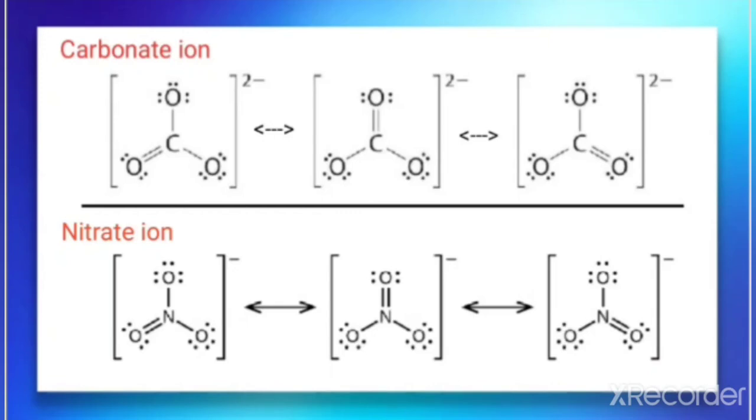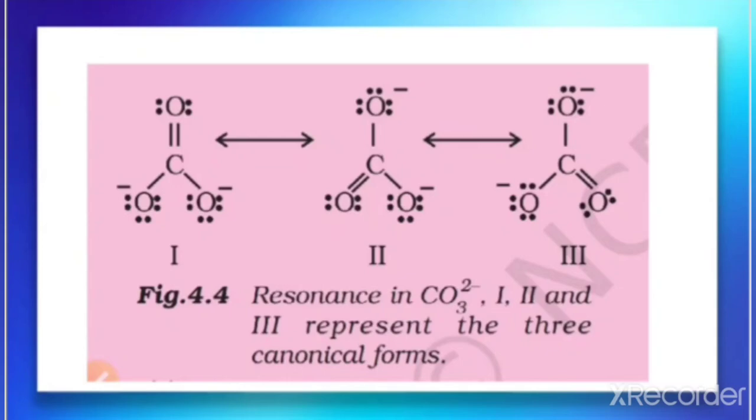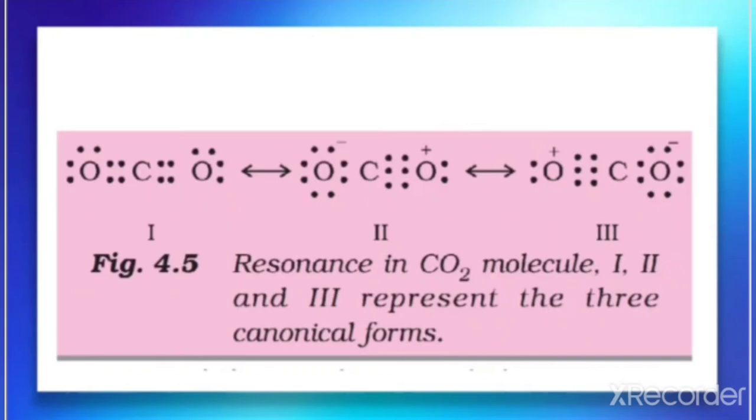In the textbook, the resonating structure of a carbonate ion is given. Here, instead of the overall negative charge, the charges are given on the particular oxygen atom. So this is also a correct way of representing the resonating structures. Even the resonating structure of carbon dioxide is given. Here also you can see the electron positions are changing, and you will be getting the resonating structures like this.